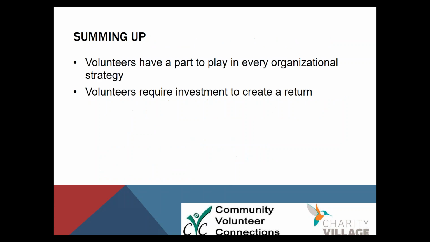So to sum up, volunteers have a part to play in pretty much any organizational strategy that you have on the table. So go back into your strategic plan and take a look. What is it that you're going for? Are you looking to double your financial resources, to double the amount of money you get in direct donations? Are you looking to increase the power of your organization and the extent to which your organization is known in the community?